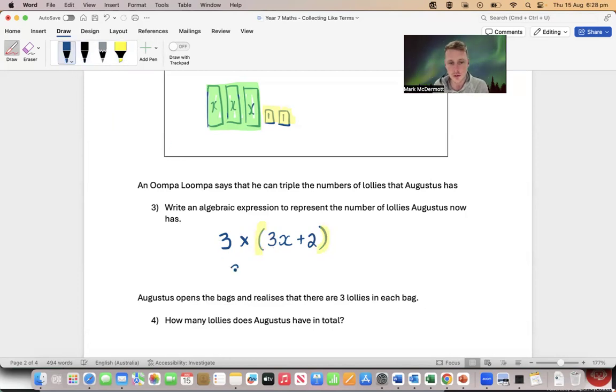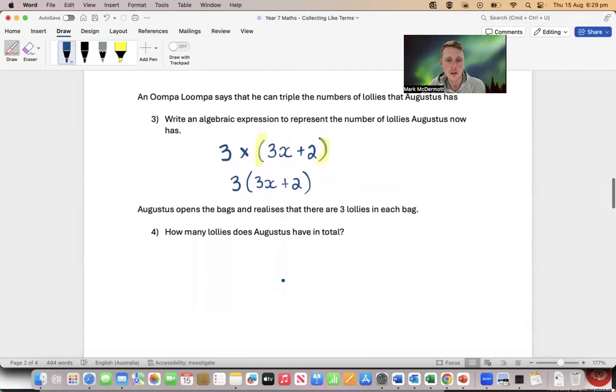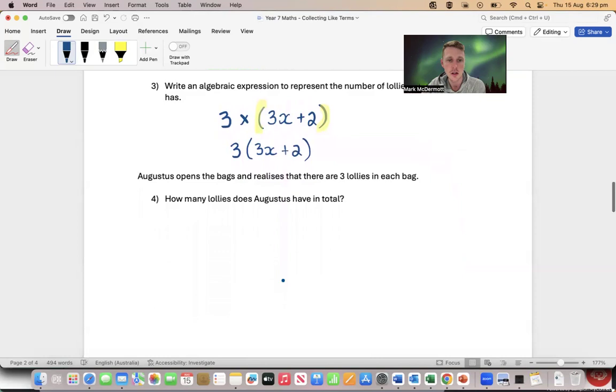Generally with algebra, we start to drop the multiplication sign. So it's going to be 3 times (3x plus 2). Augustus opens the bag and realizes that there are 3 lollies in each bag. How many lollies does Augustus have in total?